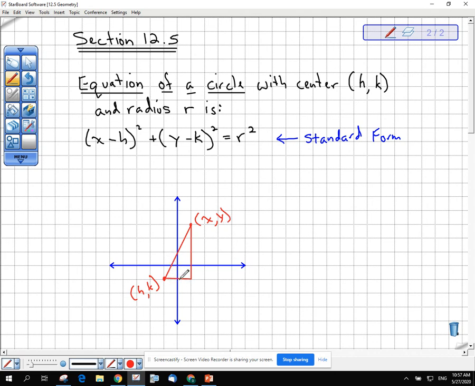you would be doing the difference between these two x points. That would be x minus h. You see that? X minus h. The difference between these two would be y minus k. Those are distances, lengths on the triangle. And on my drawing here that length is 2, so 2 squared plus 4 squared would be equal to, if we call this r, the radius of the circle.